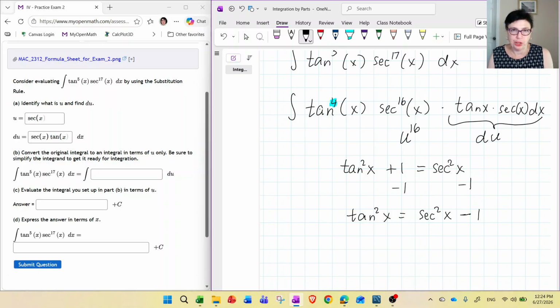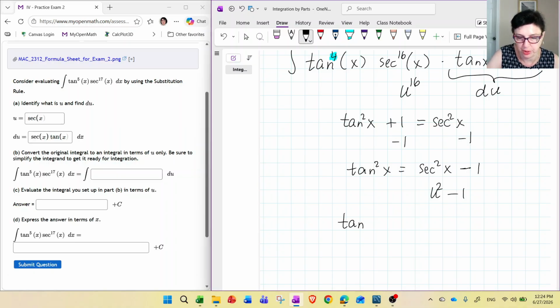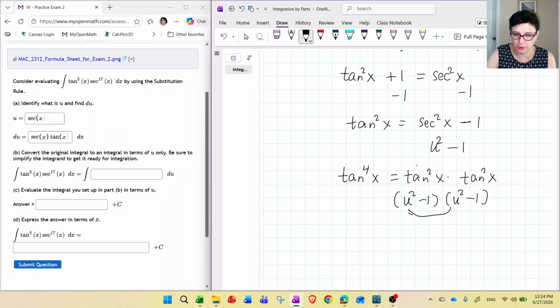Well, tangent to the 4th is the same thing as tangent squared times tangent squared. So this part right here becomes u squared minus 1, but you are multiplying it by itself. That gives you u squared minus 1 multiplied again by u squared minus 1. Now you're going to have to FOIL that. You might know the formula for a minus b squared, but I'll just FOIL.